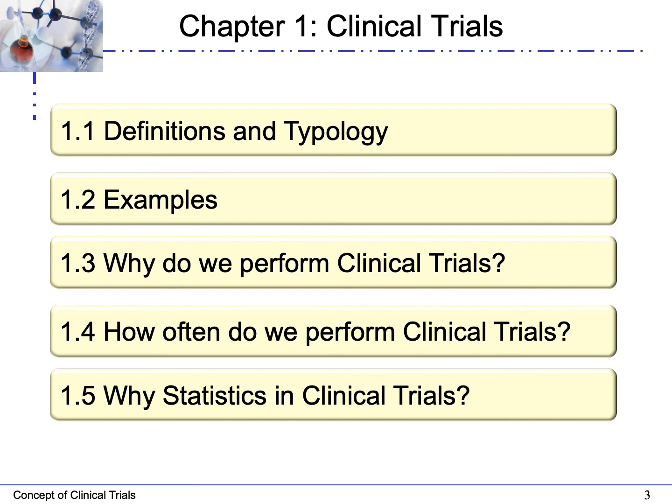Then we will illustrate with a set of examples of trials. In the third section, we will provide a short explanation on why we actually run clinical trials, to then illustrate how often clinical trials are being executed worldwide. And finally, if not obvious, provide an answer to why the use of statistics is a must in clinical trials.